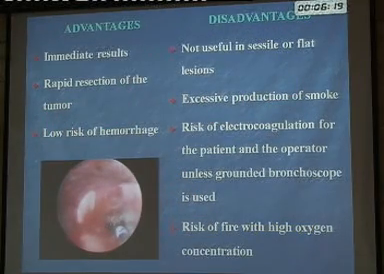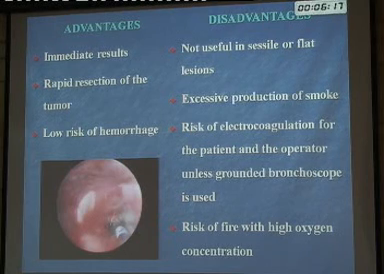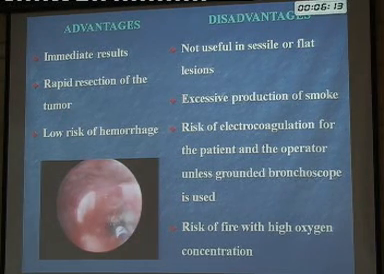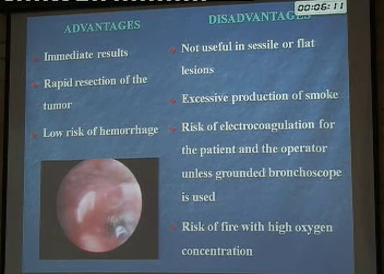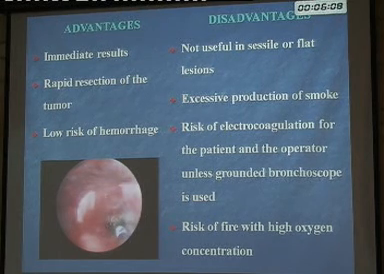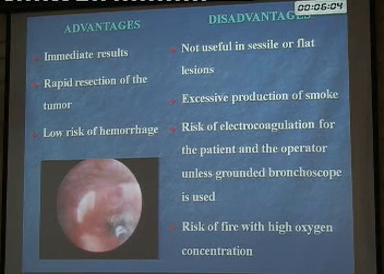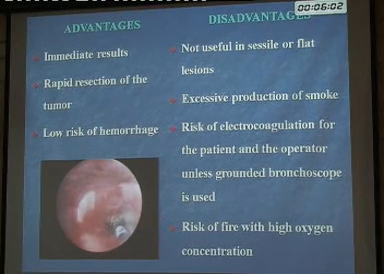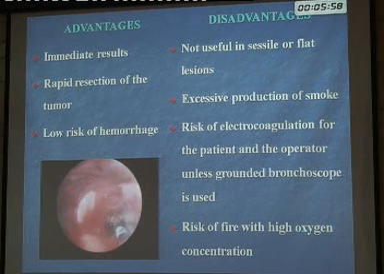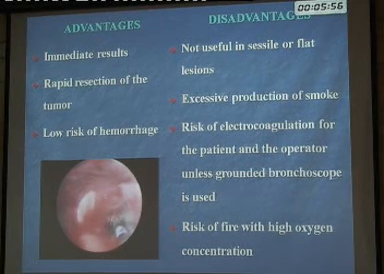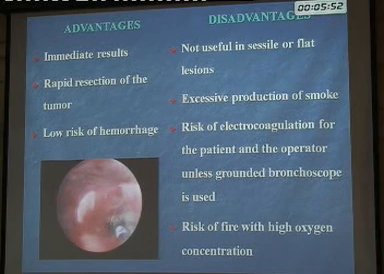The advantages of electrocautery include the immediate results, the rapid resection of the tumor, and the low risk of hemorrhage. However, the disadvantages: it is not useful for sessile or flat lesions, there is excessive production of smoke, risk of electrocoagulation for the patient and the operator unless a grounded bronchoscope is used, and risk of fire with high oxygen concentration. This is very important.